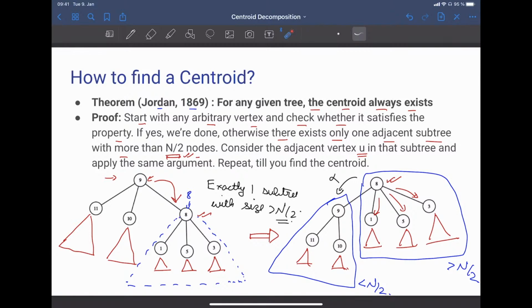Okay. So now we know that for any tree, a centroid always exists, and we have also discussed a way to find the centroid of a tree. And what is that way? Start with any arbitrary node, keep recursing in the subtree which has size more than n by 2. If no such subtree exists, then the current node is the centroid. Just return it.